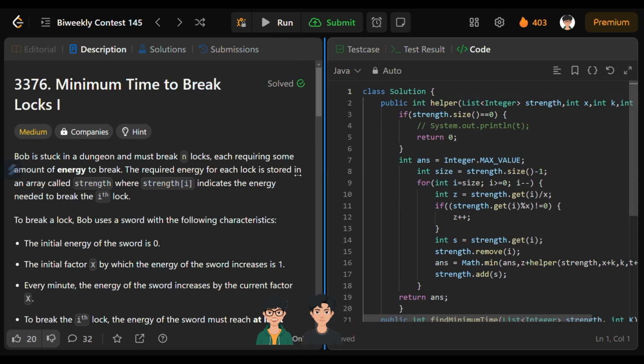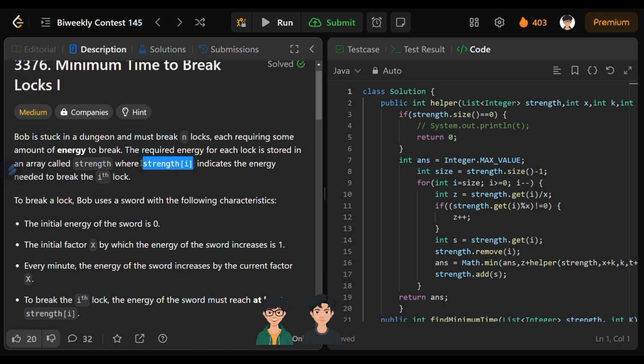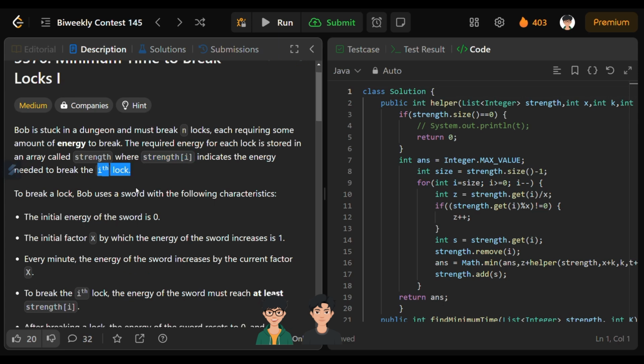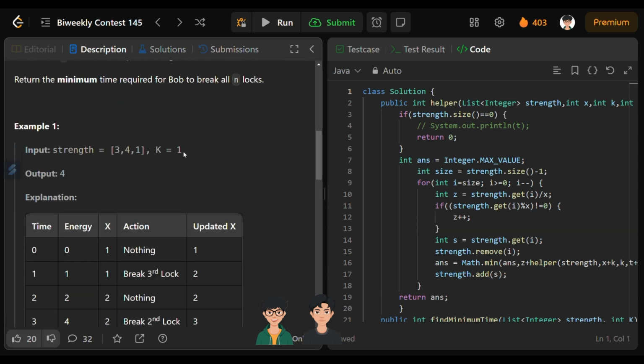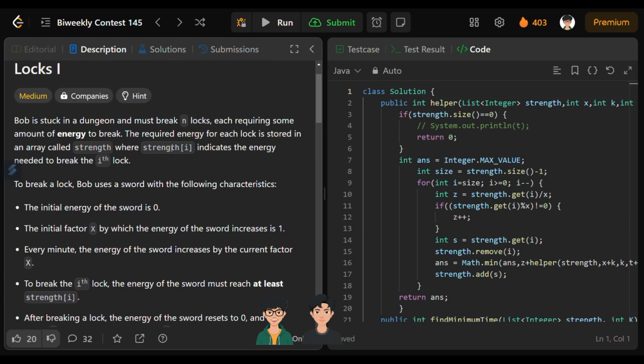So Ishan, can you just try to explain it? Yes. If we read the question properly, then the question basically tells us that there is an array given, which is called strength, and strength of i indicates the energy or the amount required to break that lock. And we also have an integer x, which is the initial factor, and at each minute it increases by 1.